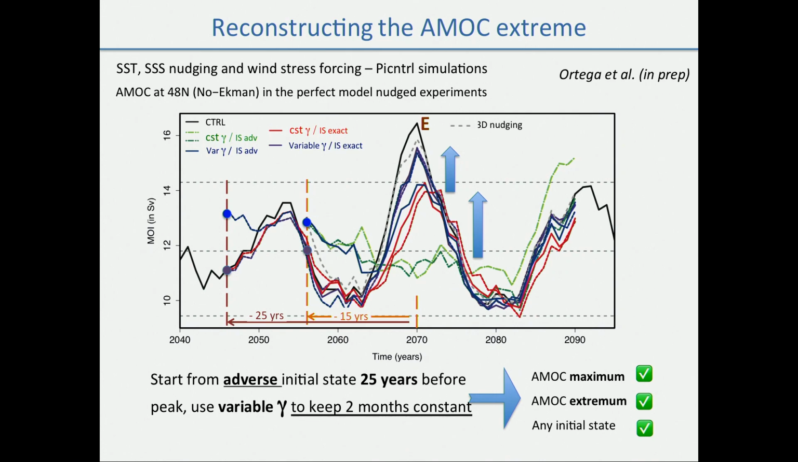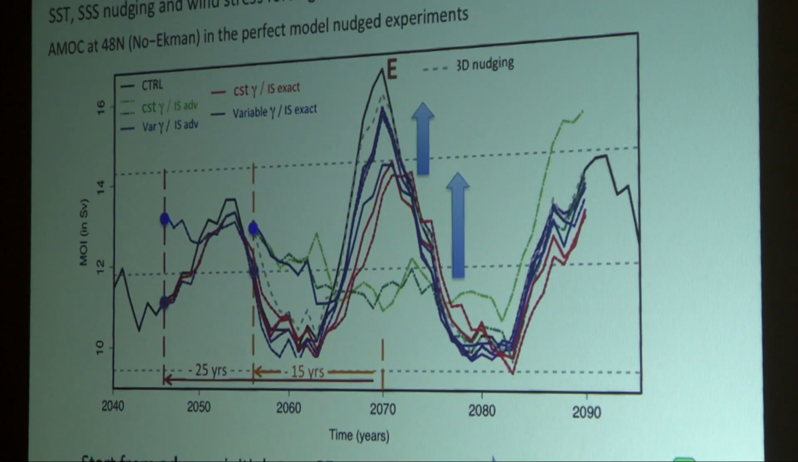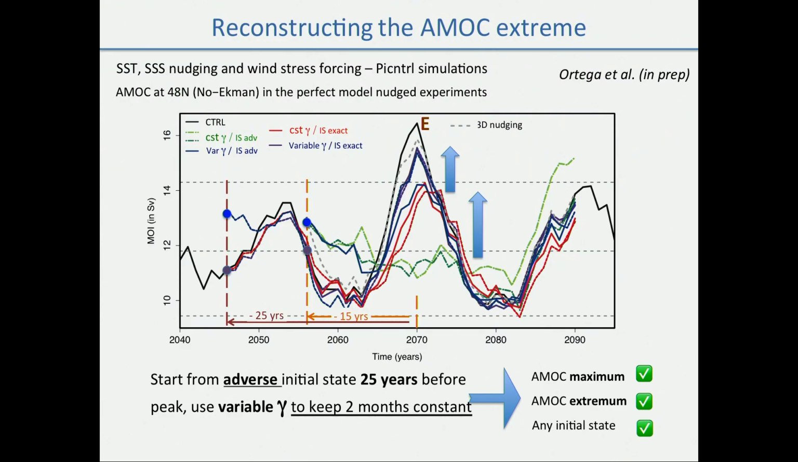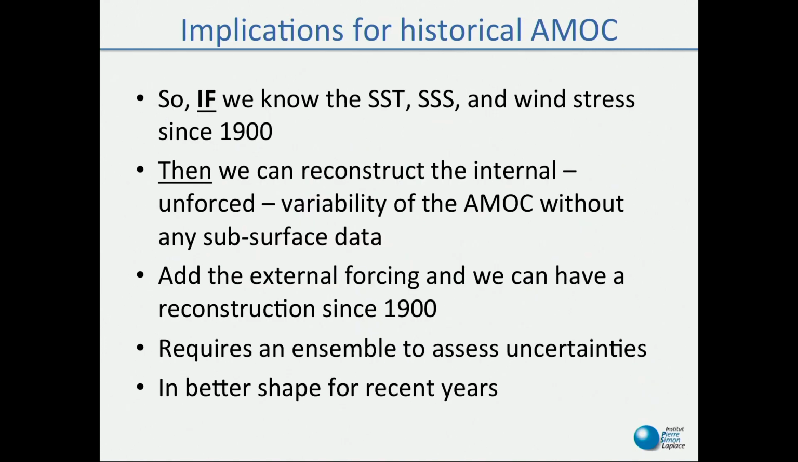Okay, so if we start far enough in the past, with a varying gamma, so keeping that 2-month timescale constant, then we can get both the maximum, the extremum, and the initial state. So that's pretty encouraging in reconstructing the AMOC this way. Right, so now of course, what does it mean for historical AMOC, which is what we're interested in?